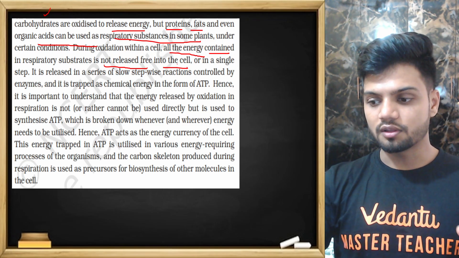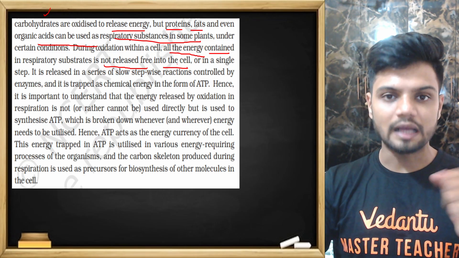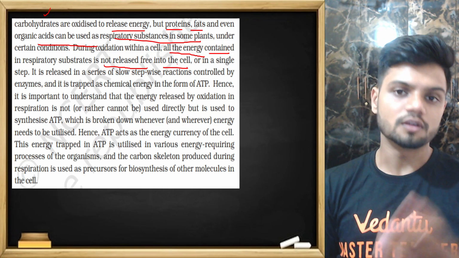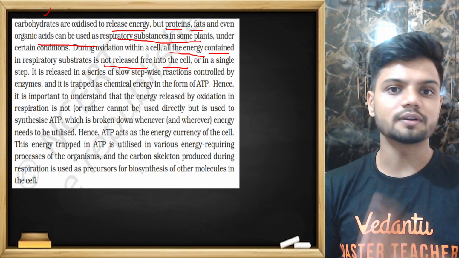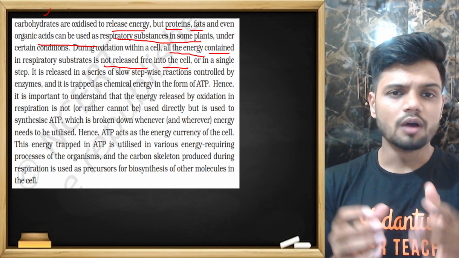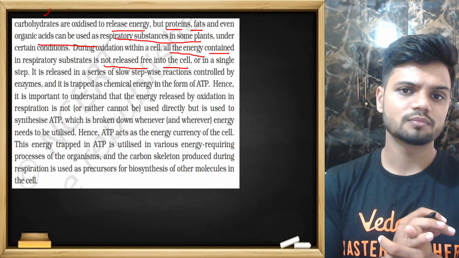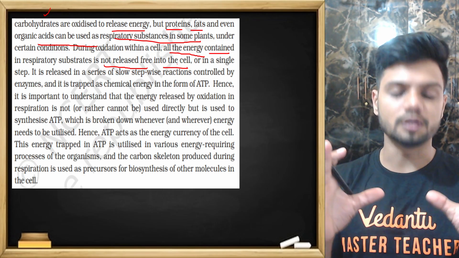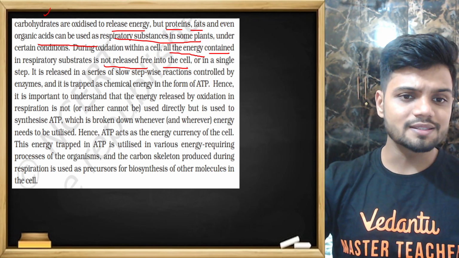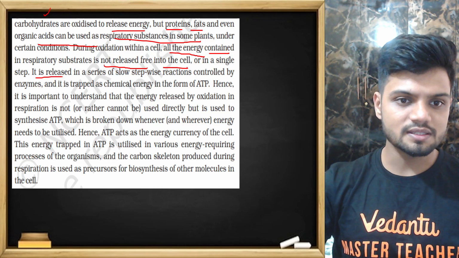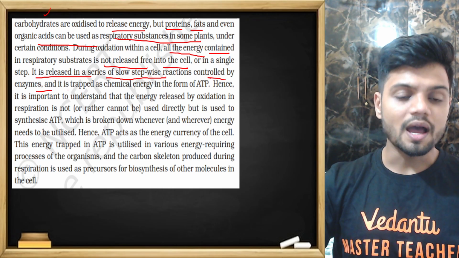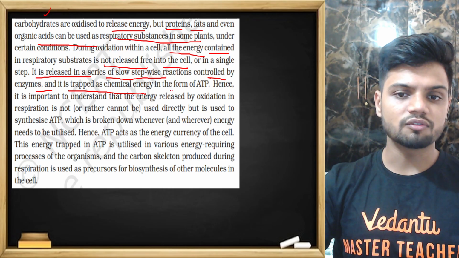Imagine instead of giving you one bottle of water, I give you one entire can directly to your mouth. Will you be able to drink it? No, sir. Give slowly. Water should be drunk slowly, right? So even in the case of plants, energy is released in a stepwise manner. You cannot release all the energy at one go. The plant cannot take it. So it is released in a series of slow stepwise reactions controlled by the enzymes, and it is trapped as chemical energy in the form of ATP.